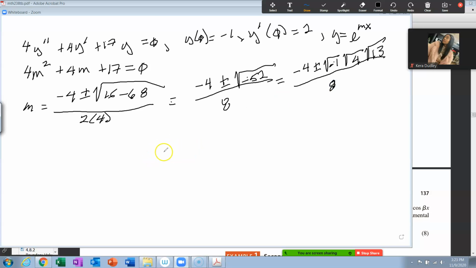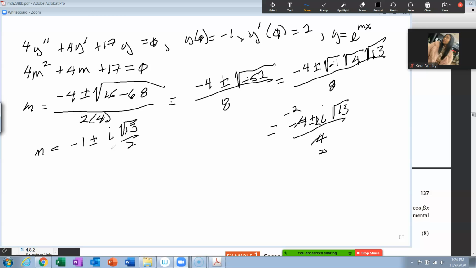Okay. Now what will that be? That's a minus 4 plus or minus, this is your i, that's a 2i, and this would be 2i onto root 13 divided by 4. Well, 2 will go into 4 twice, 2 will go into negative 4, negative 2, and 2 will go into 2 once. All right, so what do we have? Your first m is a minus 1 plus or minus i onto the square root of 13 over 2.